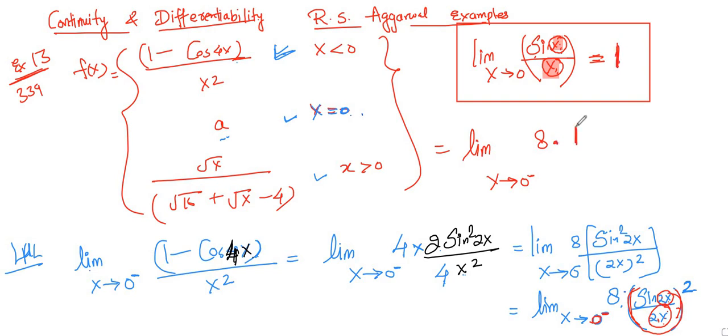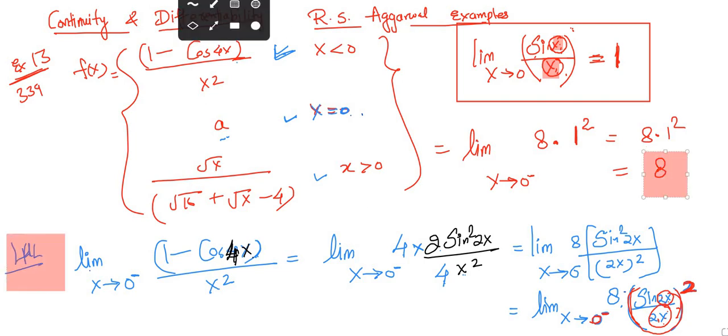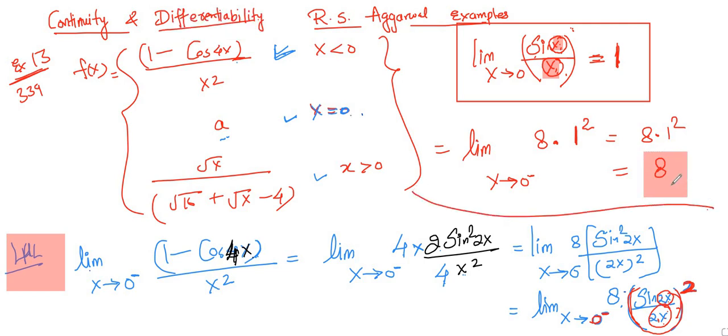So it will be 8 into 1. And this formula is applicable for square as well, for cube as well, for any power. So if it is a square here, this formula is valid, and it will be 1 square. So it will be 8 into 1 square, which is 8. So I am having the LHL value equal to 8. I hope you understood till here.